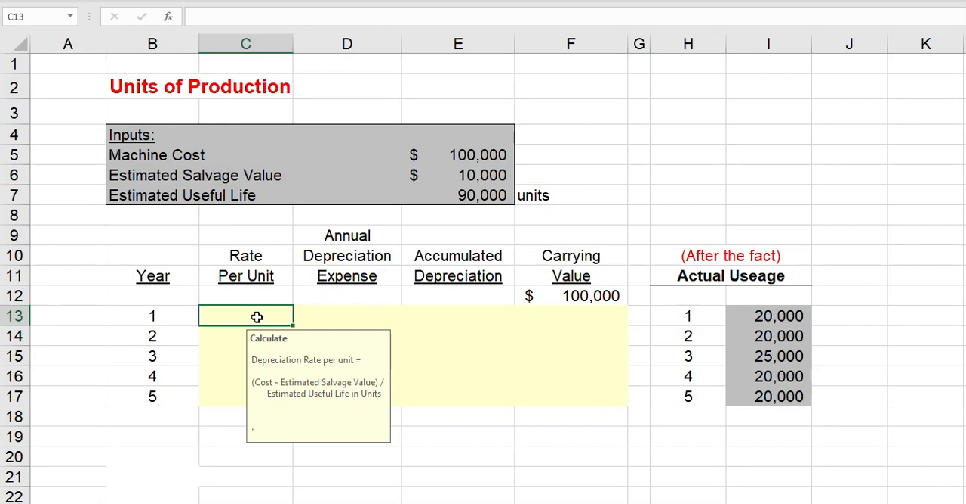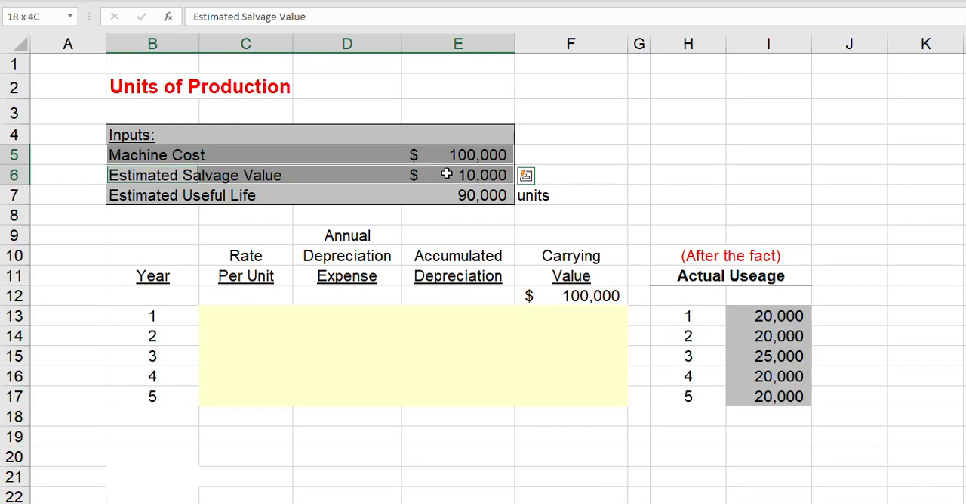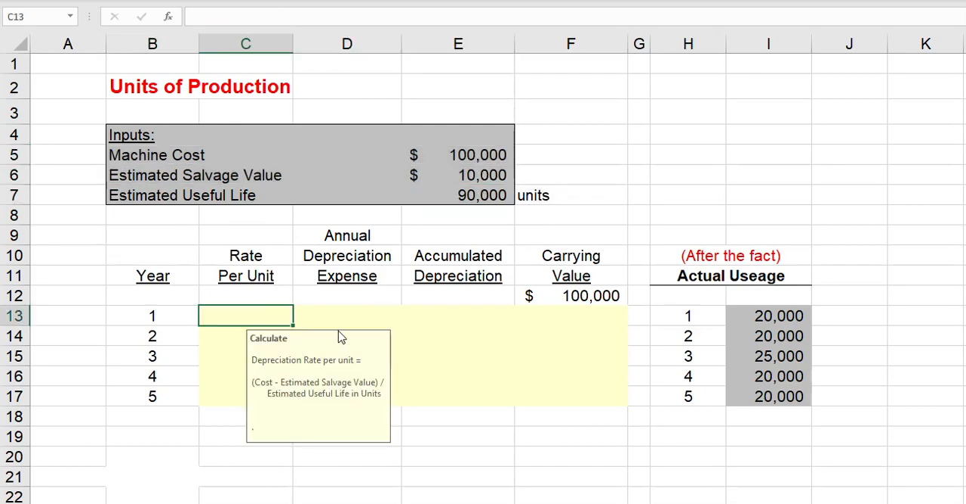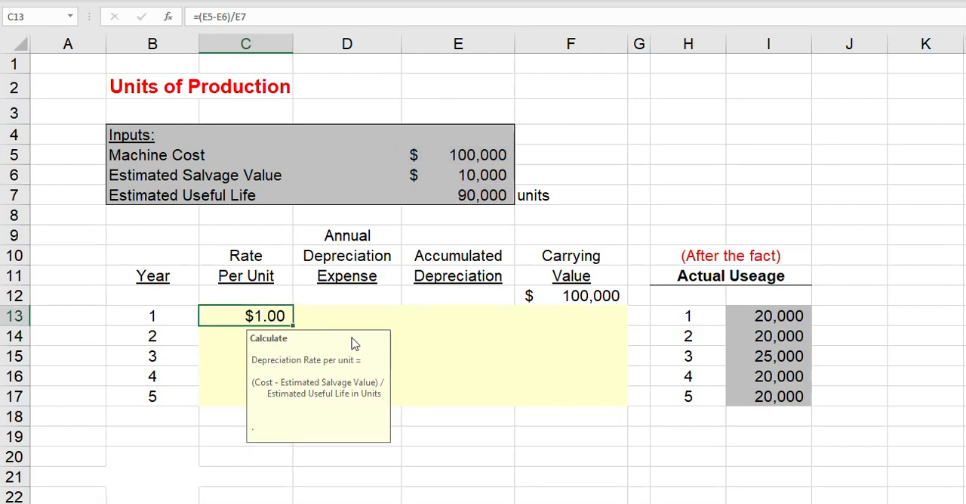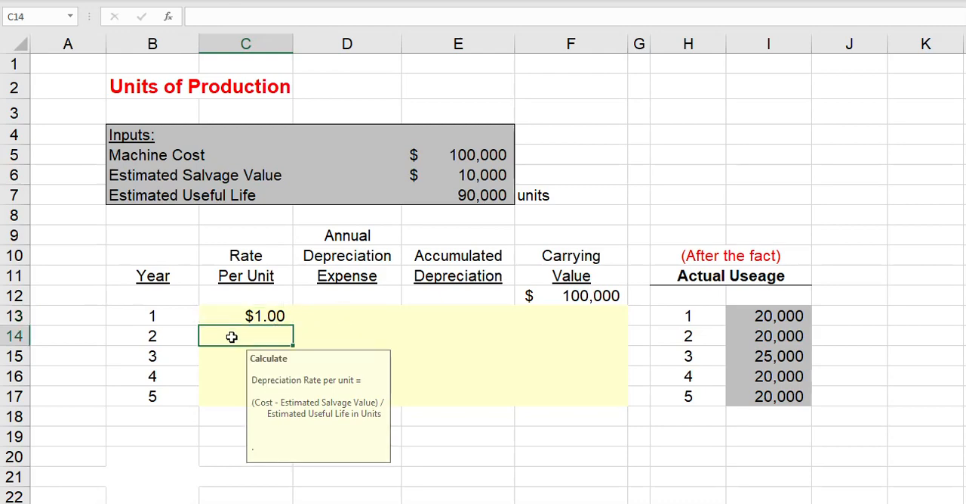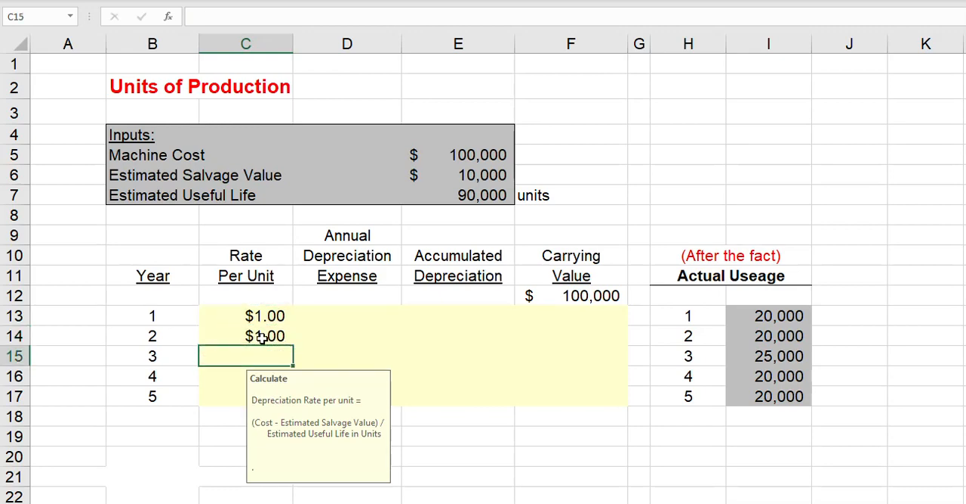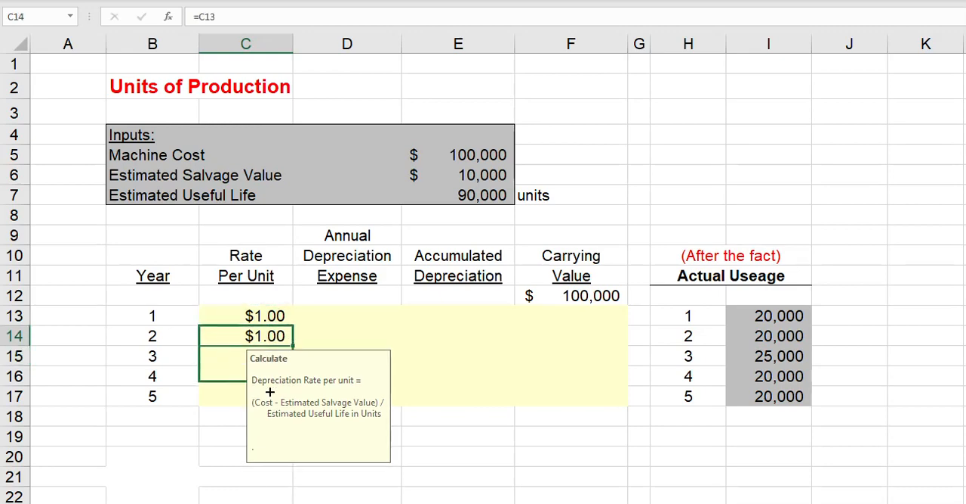Under our units of production method, we calculate our depreciation expense by taking our cost minus our estimated salvage, and then of course spreading that cost over the useful life, which in this case is, instead of years, number of units. So we're going to take equals our $100,000 cost minus our $10,000 estimated salvage value and divide that by the useful life. So every time we produce 1 unit using our equipment, we're going to take $1 worth of depreciation expense. And that rate is going to remain constant over our asset's life unless we were to have a change for some reason.